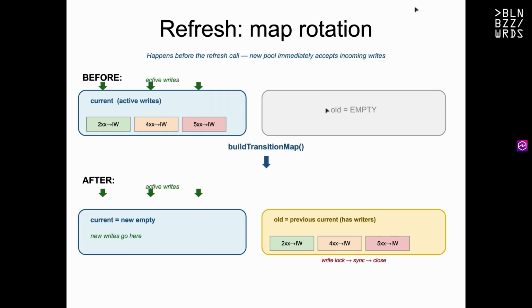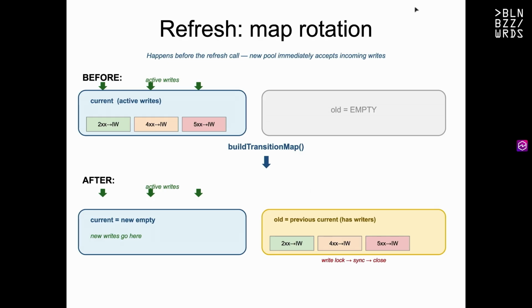The current slot is holding the active writers, and it is taking the active ingestion for 2xx, 4xx and 5xx logs, while the old slot is empty. When refresh triggers, we rotate the writer map, where the current writer map is atomically moved to the old slot, and a brand new empty map takes the current slot. This rotation happens under a write lock, but since it is just a pointer swap, it's not a big operation. It completes within a few nanoseconds.